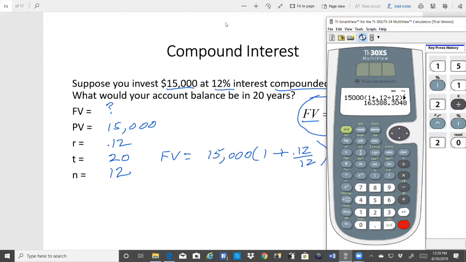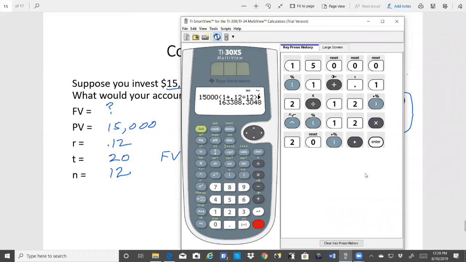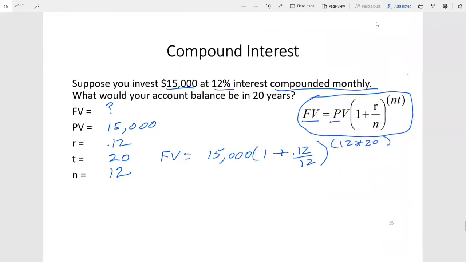So here are all the keystrokes you need to do. And so the answer, as we said, is $163,388.30. That is the amount you would have in 20 years if you invested simply $15,000 and it got compounded monthly.